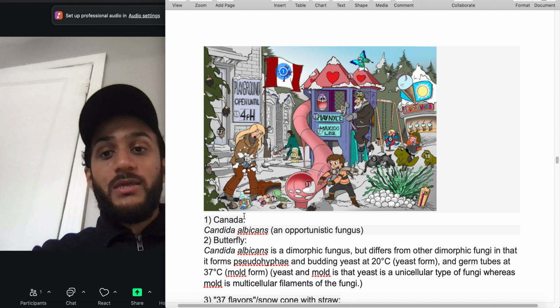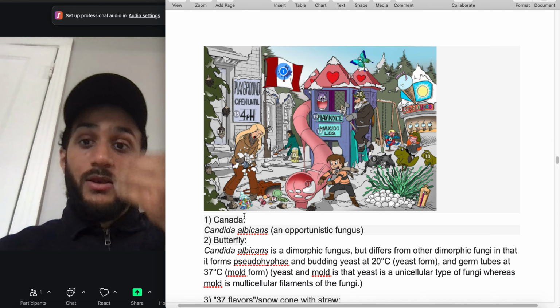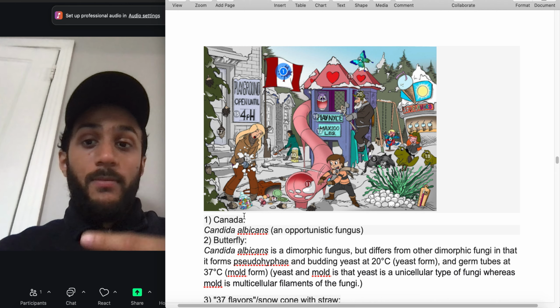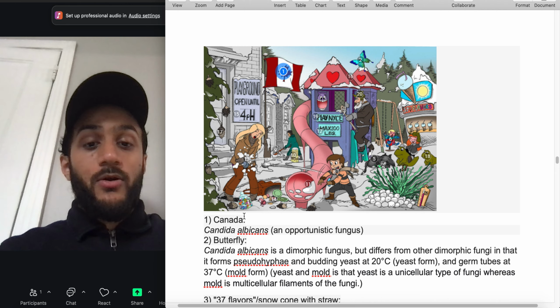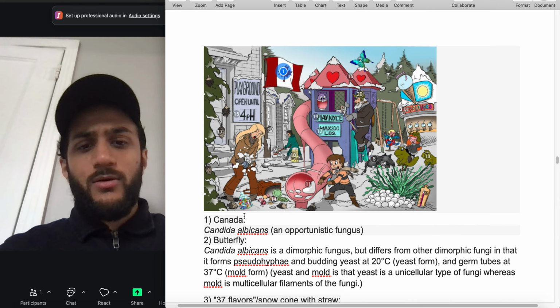which would normally be like a yeast in our other fungi, which we spoke about: Histoplasma capsulatum, Blastomycosis dermatitidis, Coccidioides immitis, and Paracoccidioidomycosis. Okay.